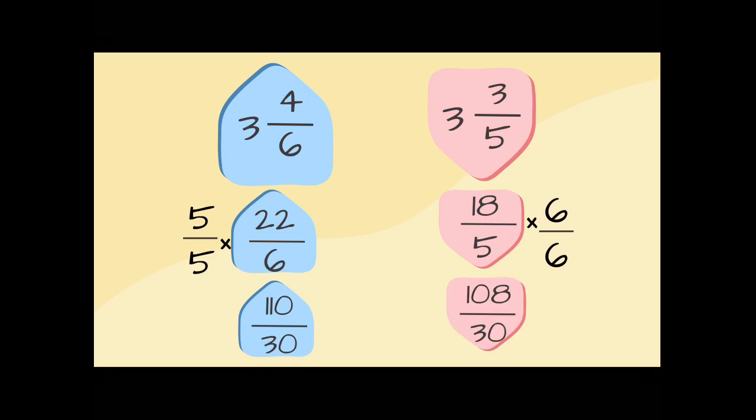Now we can compare the numerators. Since 110 is greater than 108, 110 over 30 is greater than 108 over 30, and that means the left fraction is greater than the right. And in the original problem, 3 and 4/6 is greater than 3 and 3/5.